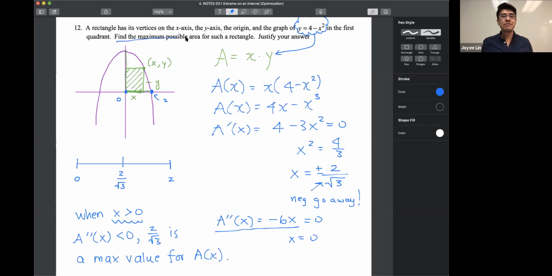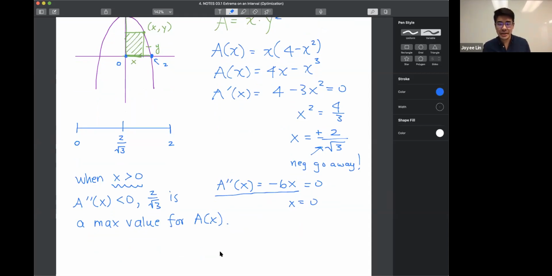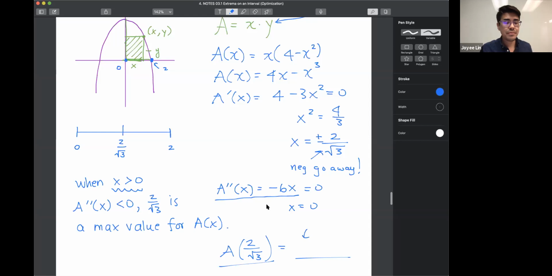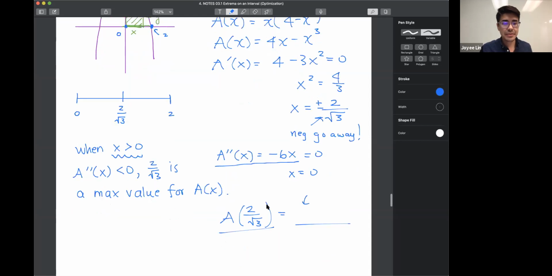Obviously, the question's asking for possible area. So then the last final step, you want to do A of 2 over root 3 and plug that in. I'll just leave it there. I'm just focusing more on the justification. Alrighty.